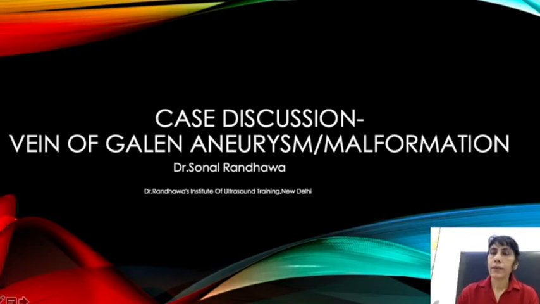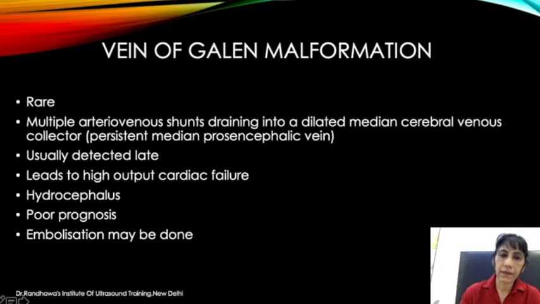Hi everyone. Today we are going to discuss an anomaly which is rare and diagnosed a little late, somewhere in the late trimester. That is vein of Galen aneurysm, or the name that we give is vein of Galen malformation. So what is actually vein of Galen aneurysm or malformation? Let us come to that first.